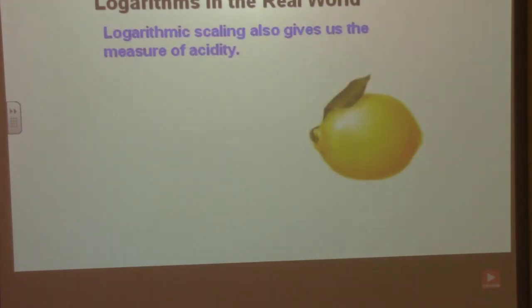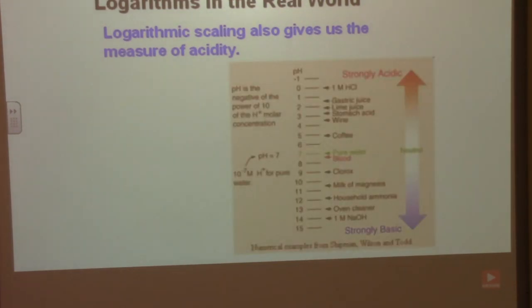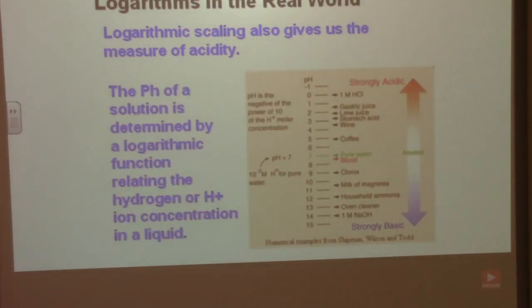Logarithmic scaling also gives us the measure of acidity. This is the pH scale. The pH of a solution is determined by a logarithmic function relating the hydrogen, or H+, ion concentration in the liquid.